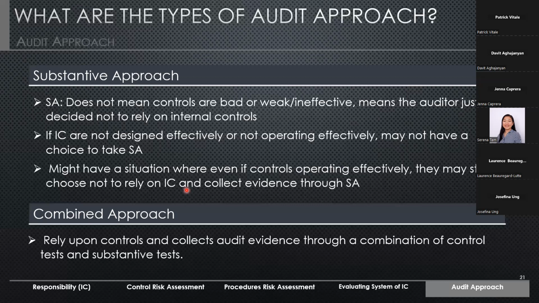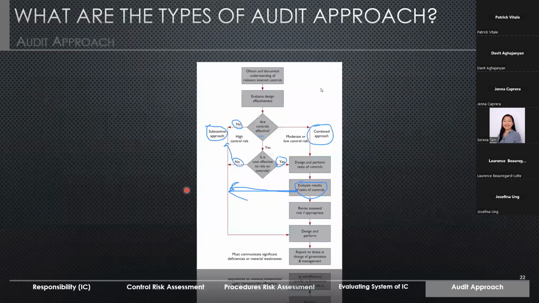Right, so that's why we're looking at controls beforehand. If there's a deficiency, then bang, we're going to a substantive approach. You might have a situation where even if controls are operating effectively, they may still choose not to rely on internal controls and collect evidence through substantive procedures. So I just mentioned that. Then you have the combined approach, right? Rely upon controls and collect audit evidence through a combination of tests of controls and substantive tests.